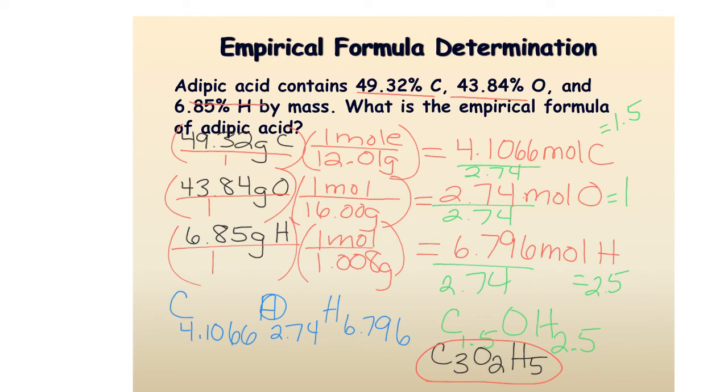So these problems are a little bit longer, but they're not that difficult. To review, what we did was assume we have 100 grams. That part's easy. Then we find moles. That part is also easy. Then we divided by our smallest mole value, which was 2.74, to get our whole number ratio. A lot of times that's our last step. We did not have our whole number ratio yet because we had 1.5 and 2.5. We multiplied by 2 to get a 3 to 2 to 5 ratio.